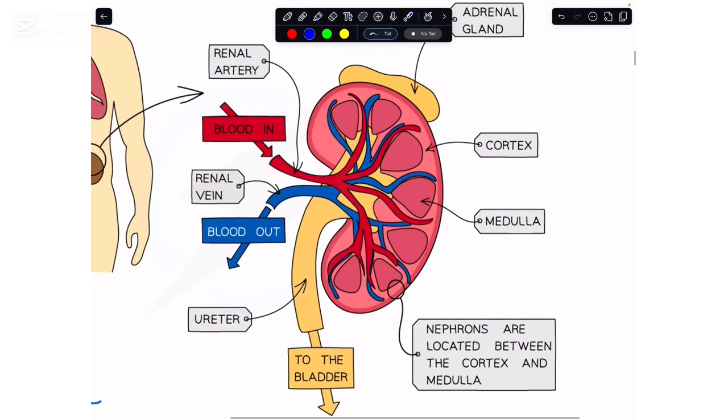And you see that this structure drawn here is the ureter, and this ureter carries the urine. Okay, and the urine is a mixture of nitrogenous waste materials, excess ions, and vitamins and minerals, and ultimately the urine flows to the urinary bladder, and from there we remove the urine out of our body.